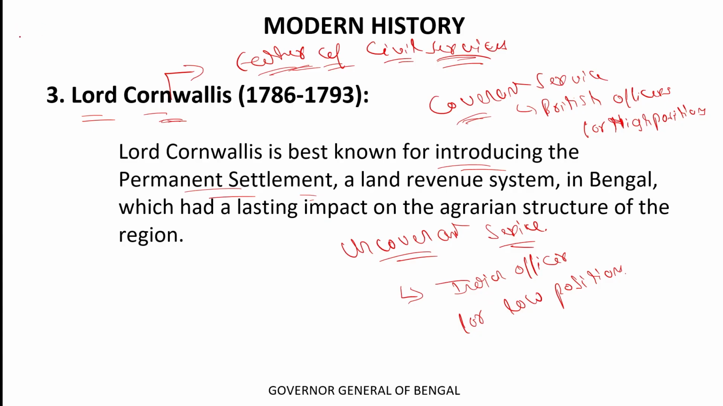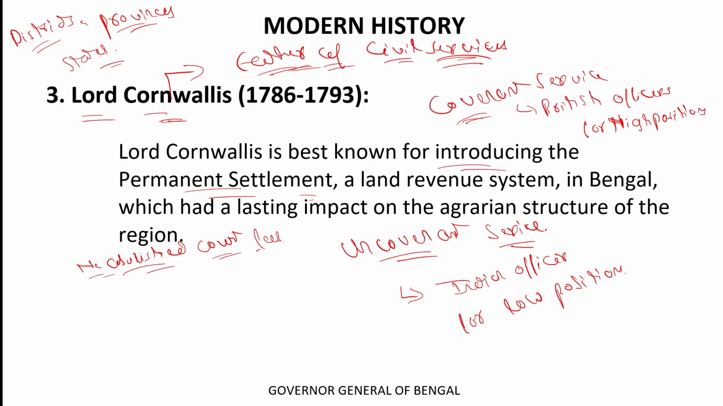Second thing, he established courts at districts, provinces, and states. So you can say he introduced courts at three levels: district level, province level, and state level. Also, he abolished court fees. There was a provision that if someone had to attend court proceedings, he would be required to pay some fees. But he abolished the court fees.